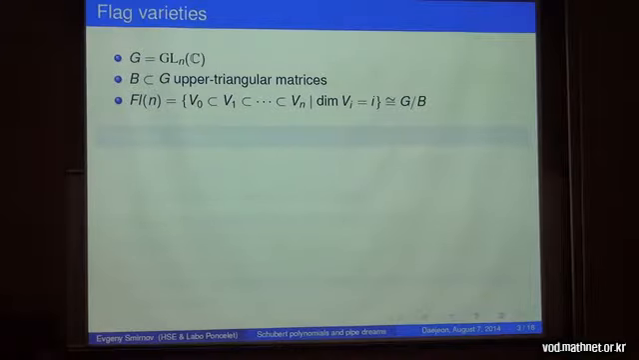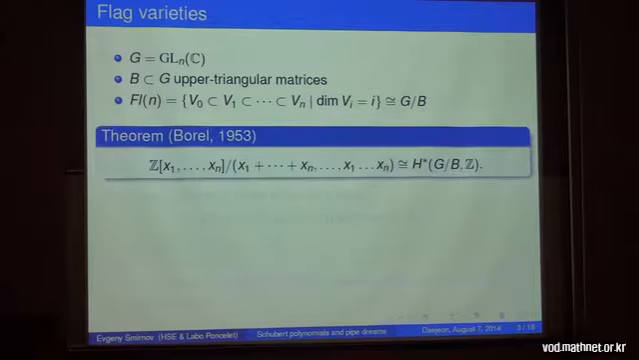n-tuples of subspaces: the origin inside a line, inside a plane, etc., such that the dimension of V_i is equal to i, and this is a homogeneous variety of G. The stabilizer of a point is isomorphic to B, so the whole thing is just a homogeneous space G mod B.